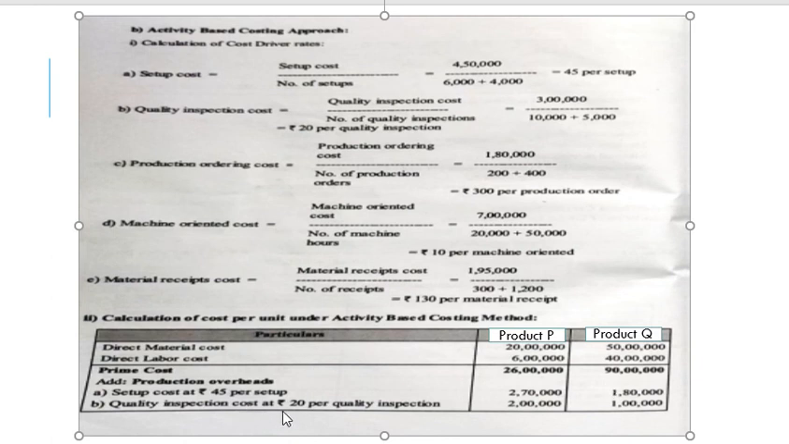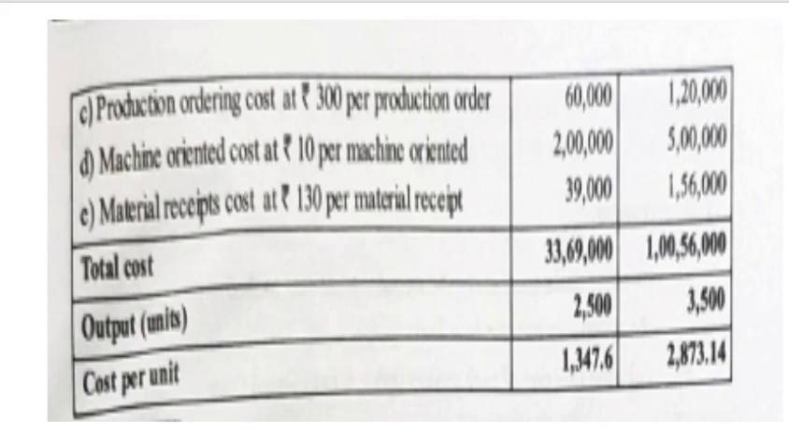When it comes to quality inspection cost, it is rupees 20. So quality inspection for P is 10,000. So 10,000 into 20 will give you 2 lakh, and 5,000 into 20 will give you 1 lakh for product Q. Next activity is production ordering cost, which is 200 for P and 400 for Q. So 200 into 300 will give you 60,000 for P. Then 400 into 300 will give you 1,20,000 for Q.